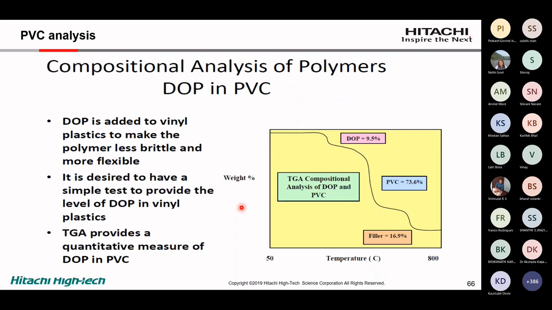So this is a very general slide to determine the PVC content. How much is the DOP content? How much is the POC content? How much is the filler content? This is the analysis of a polyvinyl chloride pipe or something like that. So very quick identification, quick composition determination by TGA.